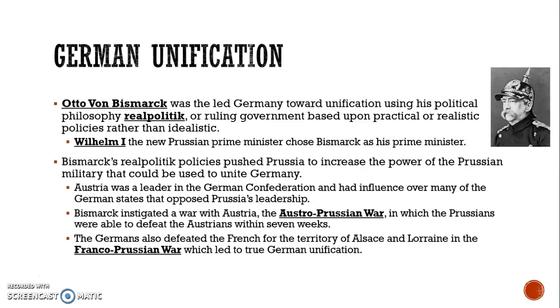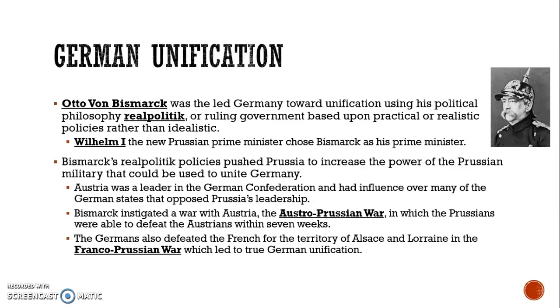Otto von Bismarck was the one who was able to lead Germany toward unification, using his political philosophy, Realpolitik, or ruling government based on practical or realistic policies rather than idealistic. Wilhelm I, the new Prussian king, chose Bismarck as his prime minister. Bismarck's Realpolitik policies pushed Prussia to increase the power of the Prussian military, and that could be used to end up uniting Germany. Austria was also a leader of the German Confederation and had influence over many of the German states that opposed Prussia's leadership.